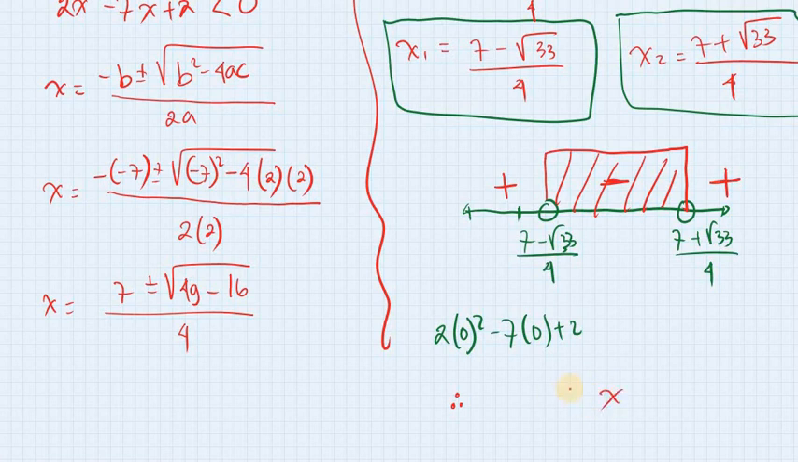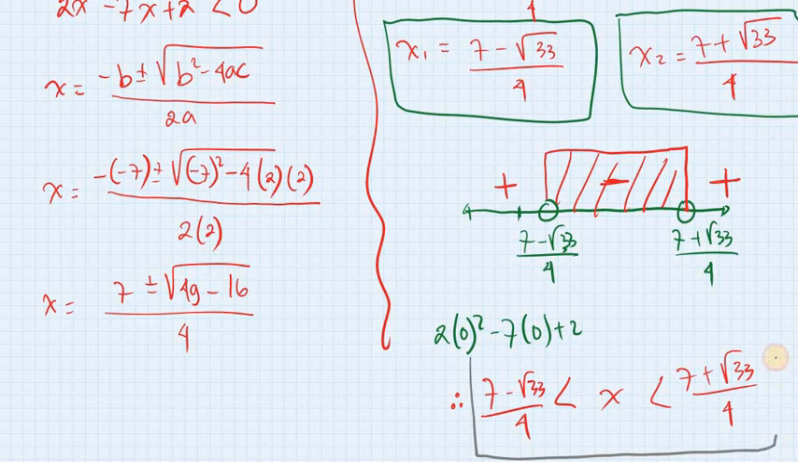The value of x will be between (7 minus square root of 33) over 4 and (7 plus square root of 33) over 4. So this should be the final answer. So the value of x is more than (7 minus square root of 33) over 4, and x is less than (7 plus square root of 33) over 4. We're done with our calculation.